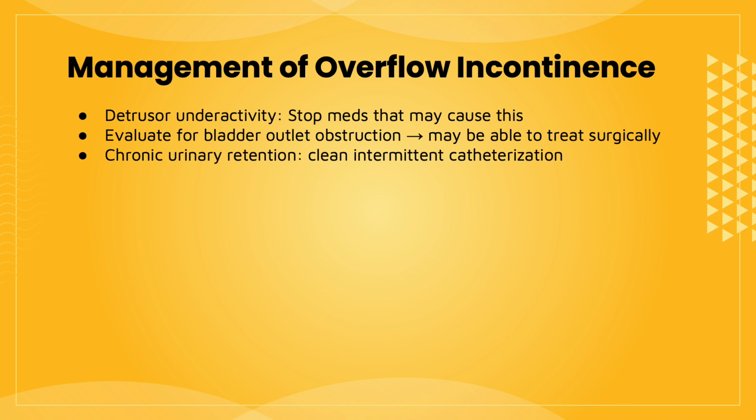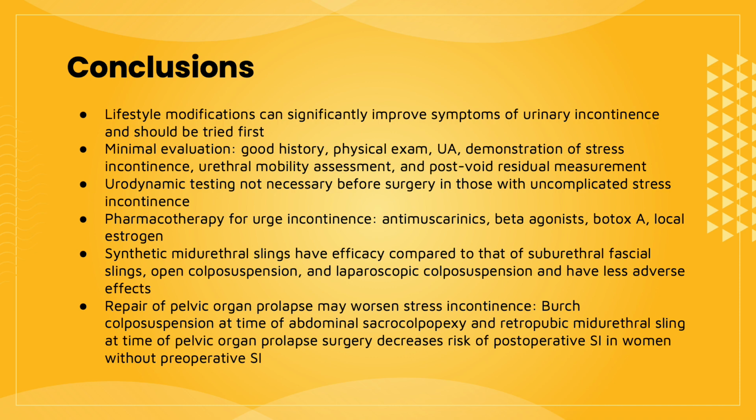Lastly, to manage overflow incontinence, the mechanism by which overflow is occurring is important. If it is due to detrusor muscle underactivity, look for any medications that can cause this. If bladder outlet obstruction is the cause, surgery may be considered, if applicable. In a patient experiencing chronic urinary retention, a patient may be taught to perform clean intermittent self-catheterization. We will end with conclusions. Lifestyle modifications are first line and can significantly improve symptoms of urinary incontinence.